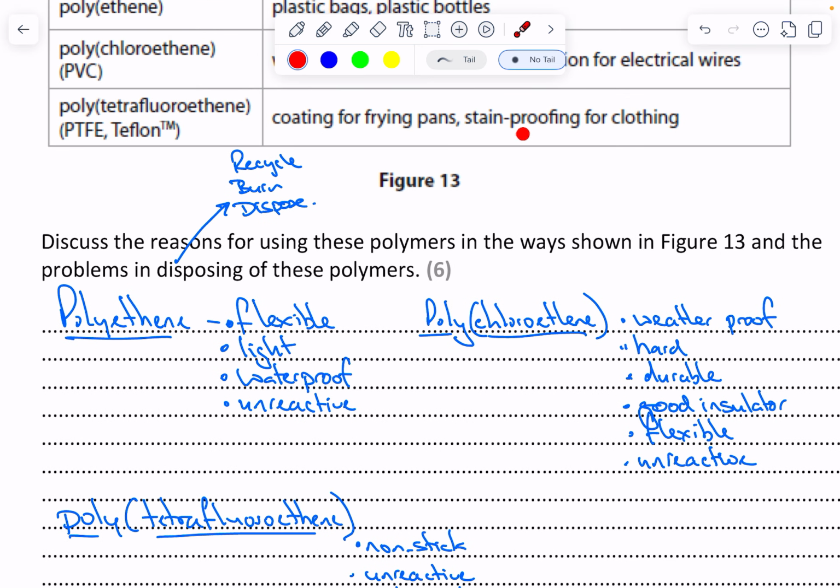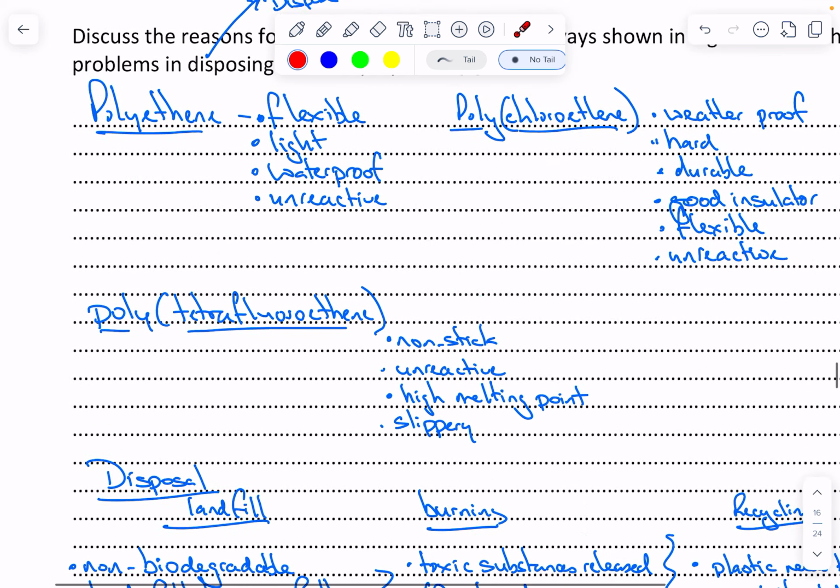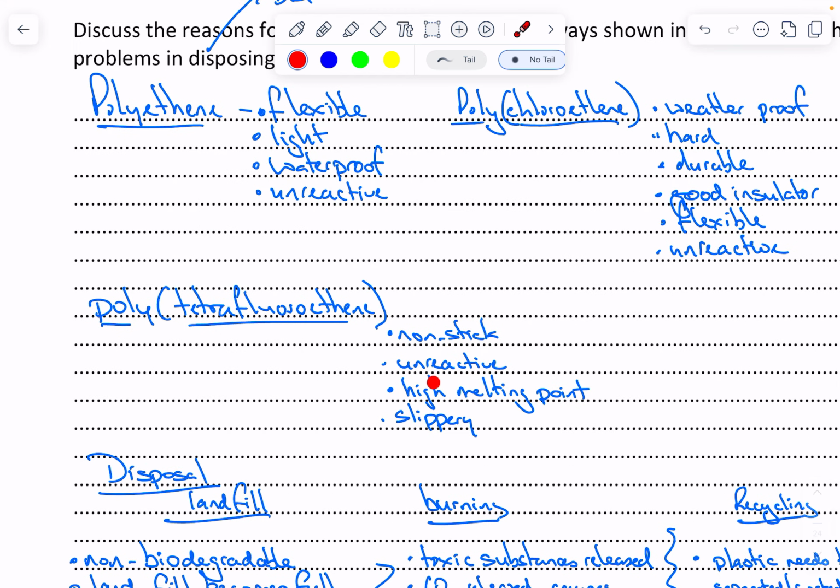PTFE is used for frying pans and stain-proof clothing. Why? Because it's non-stick, it's unreactive, has a high melting point, and it is slippery. So if you have it in your clothes, the stains, the water will run off this.